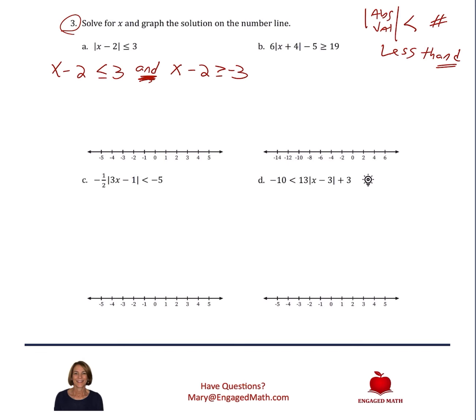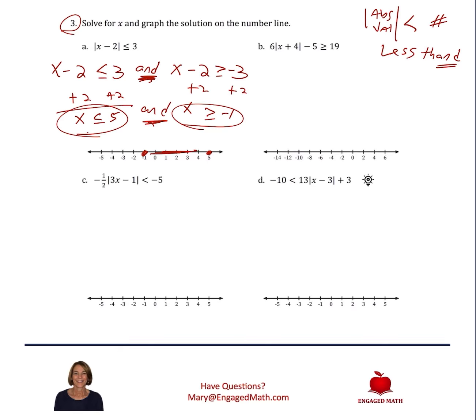Okay, so now we just solve these inequalities the way we've been doing them. We're going to add 2 to both sides. X is less than or equal to 5 and X, I'm going to add 2 to both sides, X is greater than or equal to negative 1. So that means because of the word and, the logic with the word and means that X has to be both less than or equal to 5 and greater than or equal to negative 1. So only the numbers in between negative 1 and 5 are going to be shaded. Solid circles at both because it's an or equal to, and we're done.